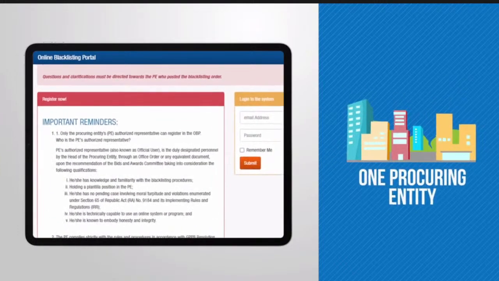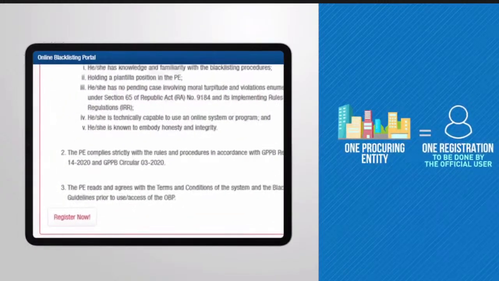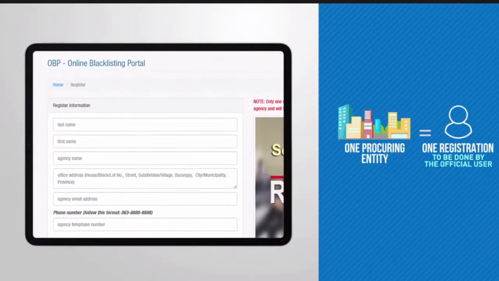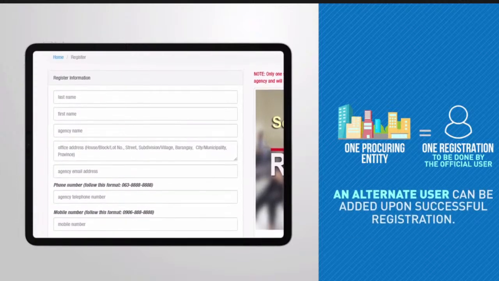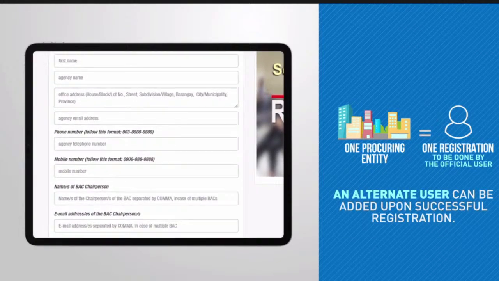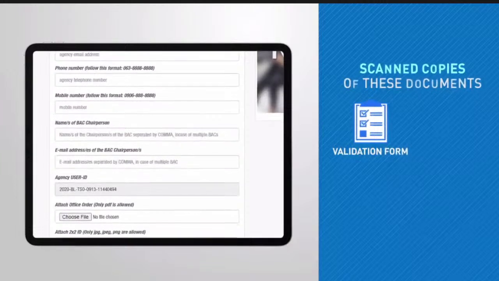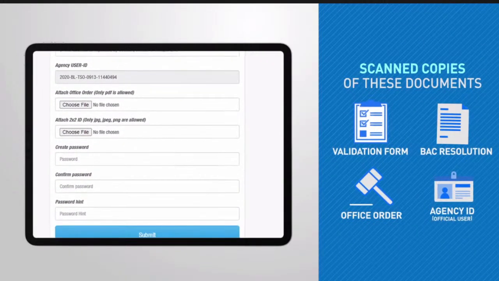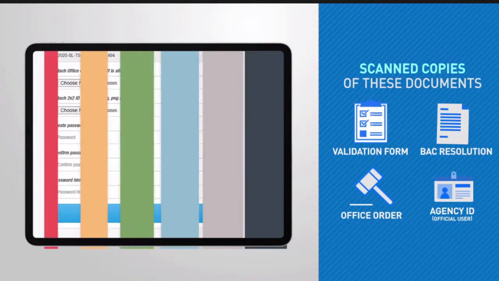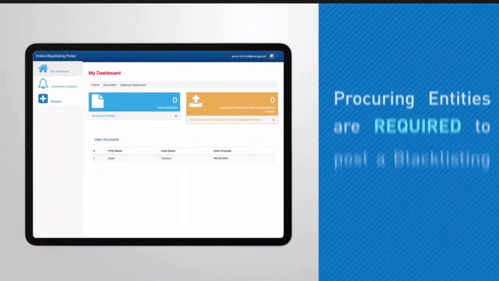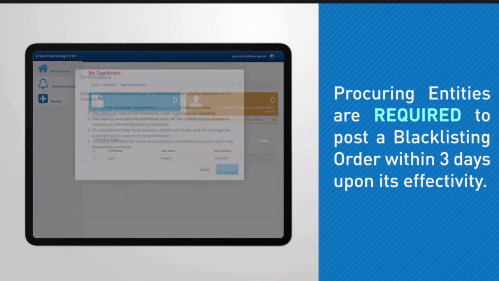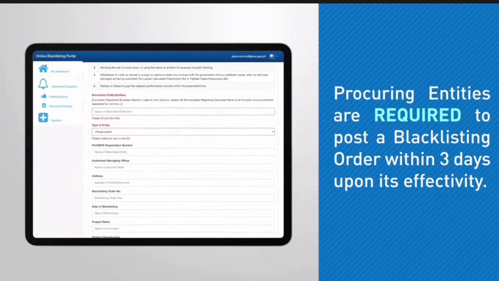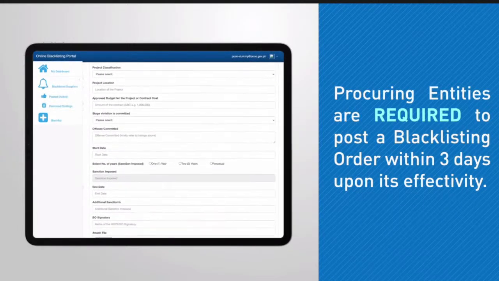One registration per PE is allowed, and only the official user can request for registration. After the successful registration, an alternate user can be added. Your registration will be validated upon receipt of the documents flashed on your screen. Within 3 days from the effectivity date of the BO, PEs should be able to post the BO by filling out the form in the OBP and uploading the copy of the approved BO.